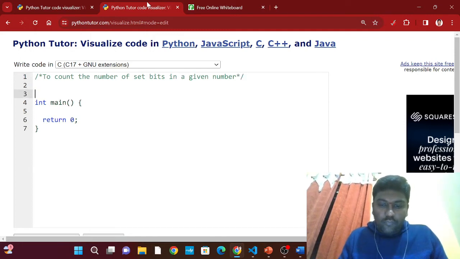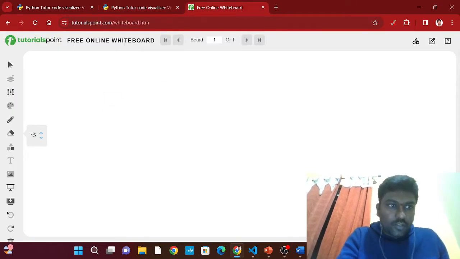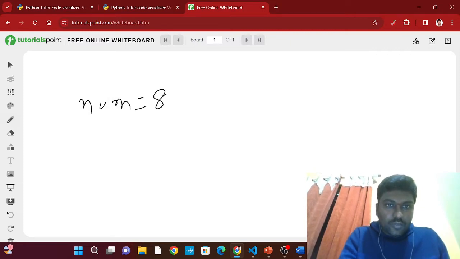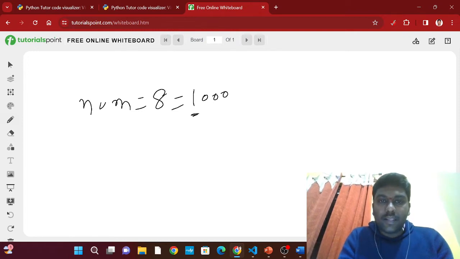Okay, so if I am having a given number, suppose my number is integer num equal to 8. So what is its equivalent binary number? It is going to be equal to 1000. Okay, so how many set bits are there in this particular number? The number of set bits is 1. That means, how many ones are there in that binary number? So the count is going to be equal to 1.